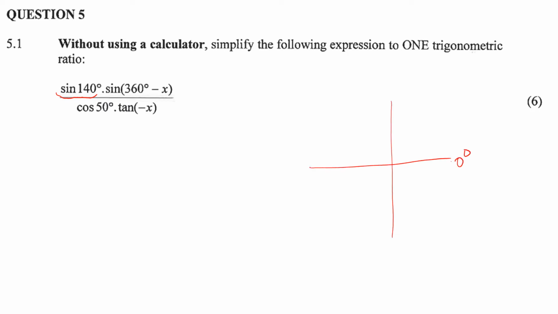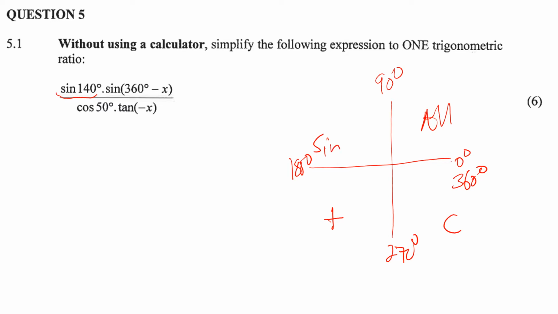We know that's 0 degrees, 90 degrees, 180 degrees, 270 degrees, and 360 degrees. We know that All Students Take Coffee. So there it's sine, there's tan, and there's cos. So where do we get 140 degrees? 140 degrees is between 90 and 180. That's the question you ask yourself. And how is that quadrant defined?